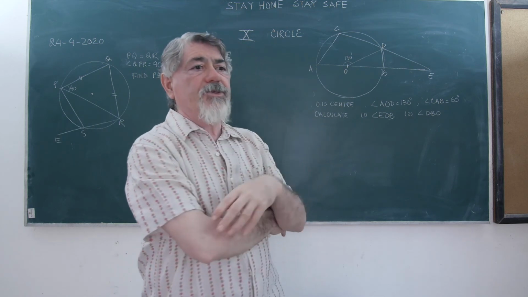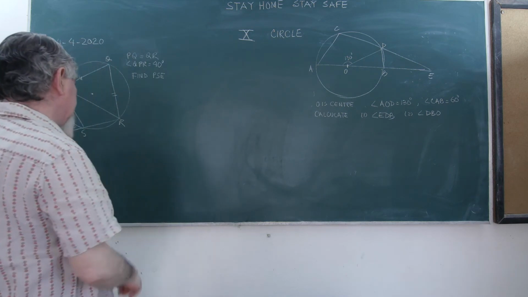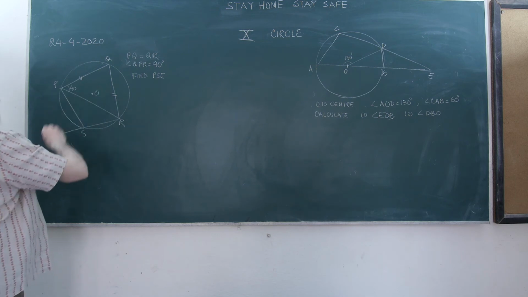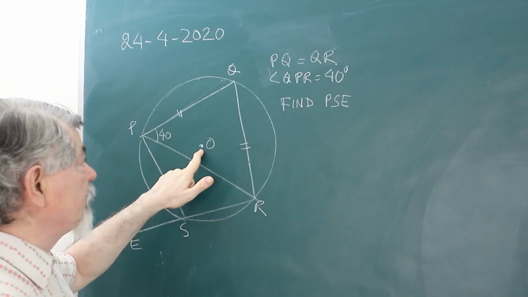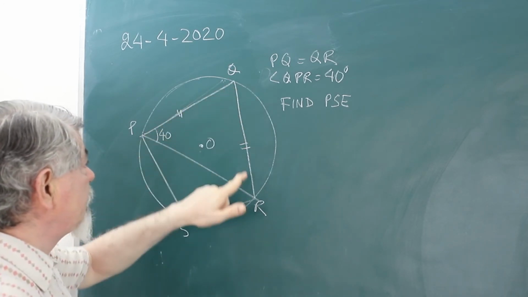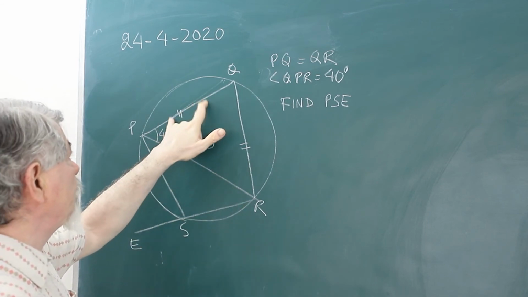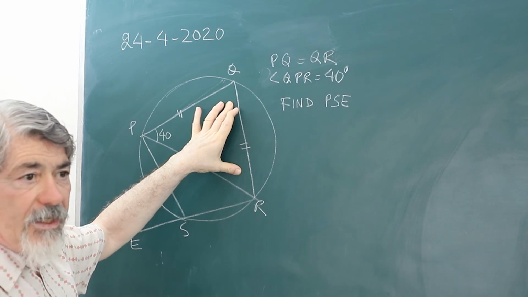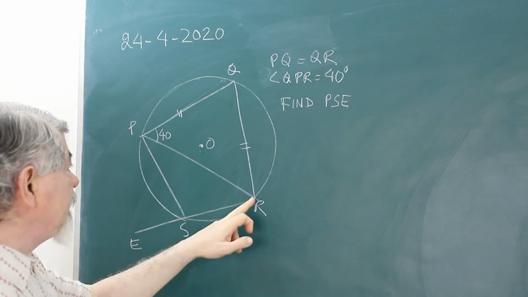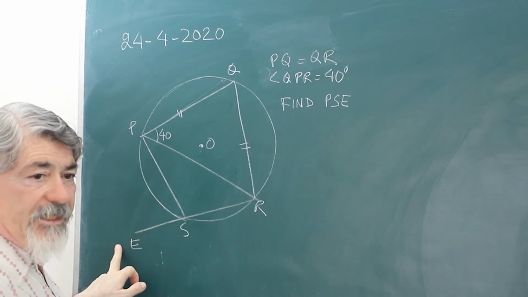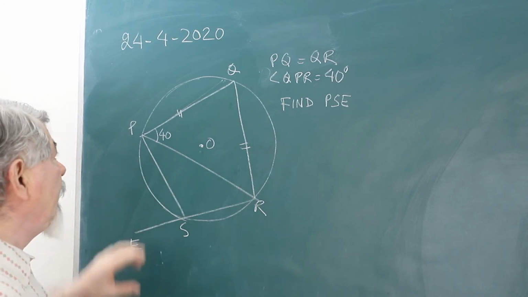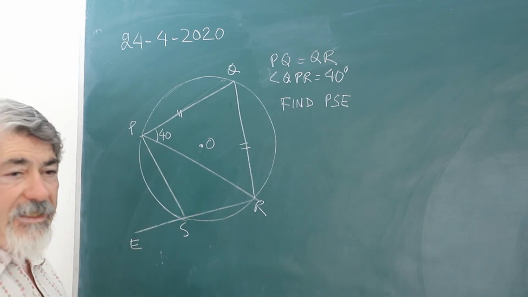I have two problems drawn on the board just now. On the extreme left of the board, I have a circle in which the center is O. This PR is not a diameter because it is not passing through O. PR is just a chord, and PQR is a triangle drawn here in which PQ is equal to QR. Angle QPR is given to be 40 degrees, and the side RS is extended to a point E, so that we have this exterior angle formed of the cyclic quadrilateral. I have to find this angle PSE.